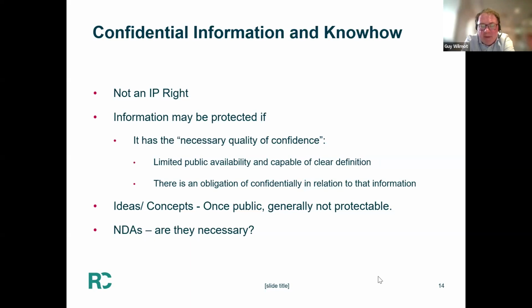If information is out there, accessible and available to everyone, then it's not going to be protectable as confidential information. That doesn't mean it has to be completely secret and nobody has access to it anywhere. It just means that it has to have some restrictions on its accessibility. The information also needs to be capable of clear definition. So you need to be able to point at a body of information and say that is what is protected. If it's too vague, then again, it may not be protected.